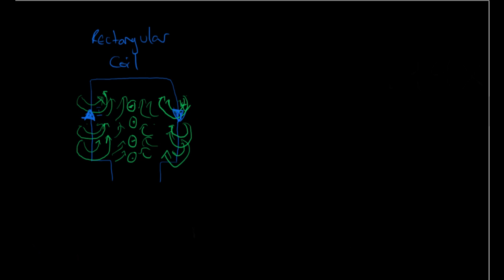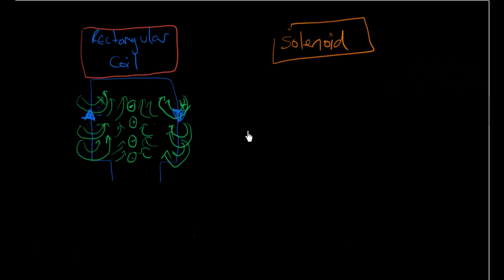So that was a rectangular coil. Now let's think about something called a solenoid. We'll make this one in orange. I don't know why, but it's just called a solenoid. A solenoid is a coiled wire, like a spiral.